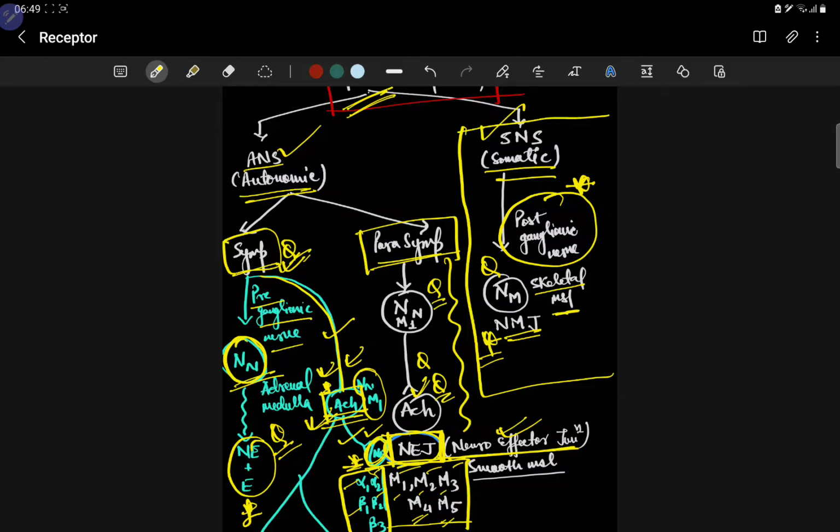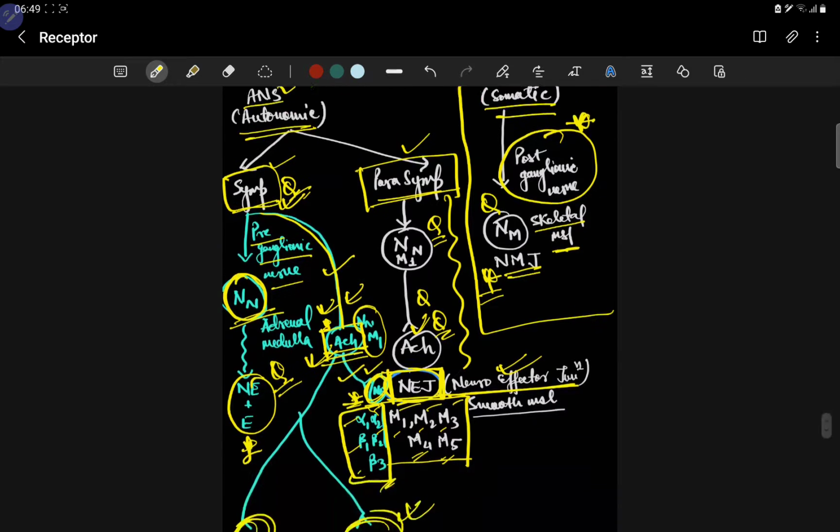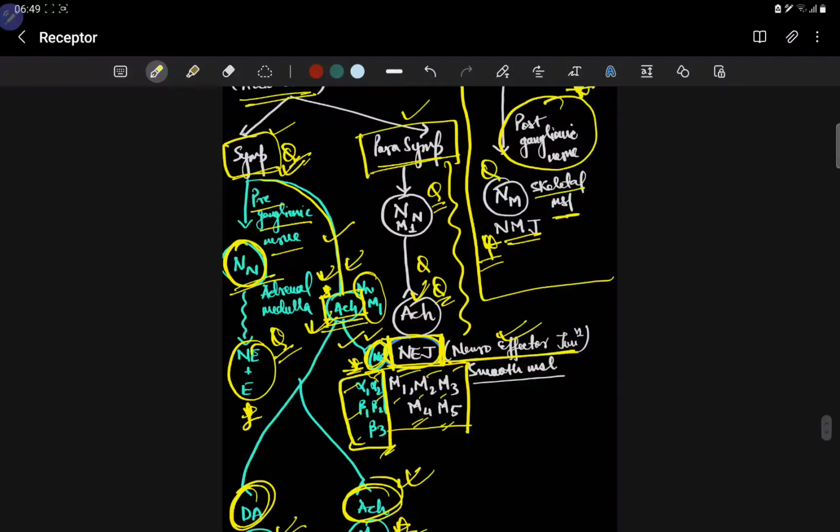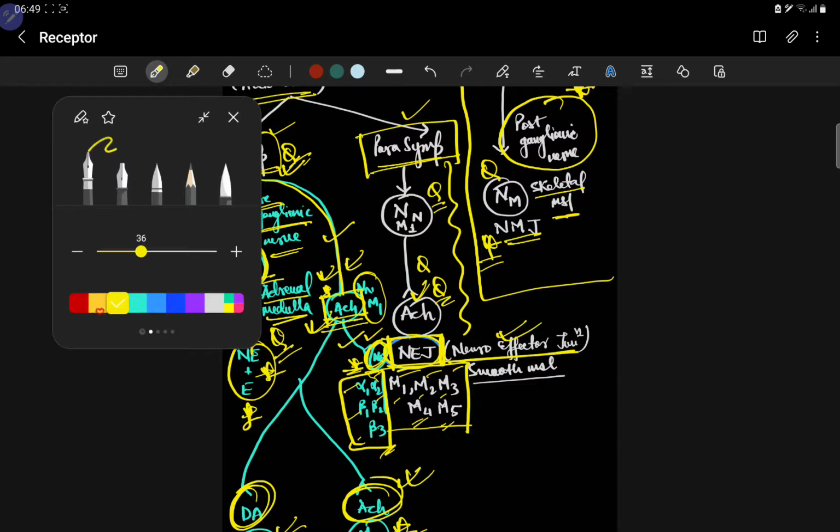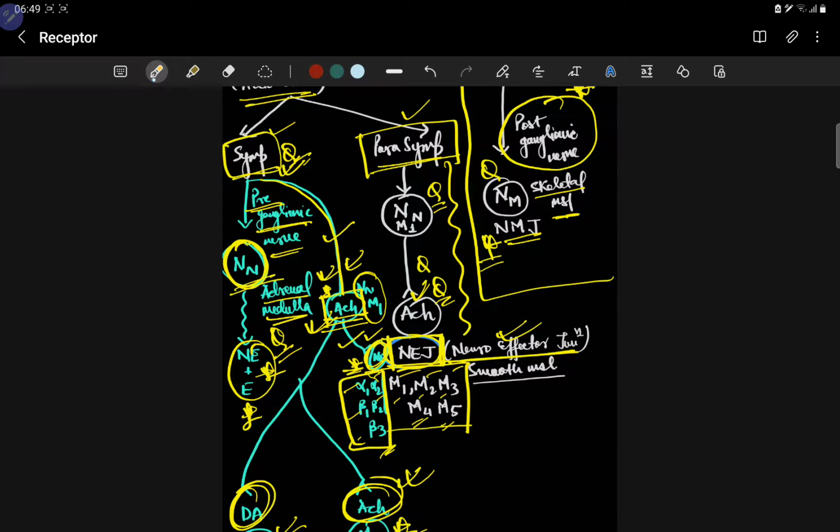नाउ इन द ANS में सिंपैथेटिक और पैरासिम्पैथिक दोनों होता है. ठीक है, तो सिंपैथेटिक का एक सिंगल अगर हम बोले तो प्री गैंग्लियोनिक नर्व में अगर NN रिसेप्टर पे काम करेगा एड्रिनल मेडुला में, तो नॉरएपिनेफ्रिन और एपिनेफ्रिन रिलीज़ करेगा. ठीक है, नाउ दिस इज़ इम्पॉर्टेंट.